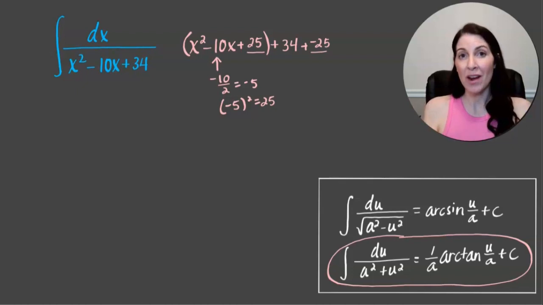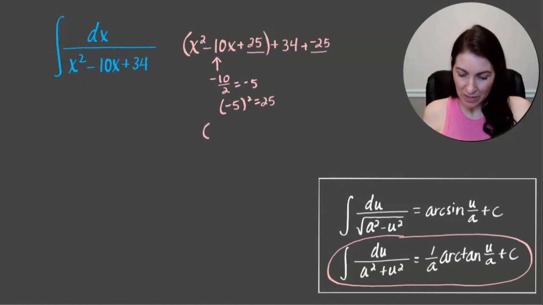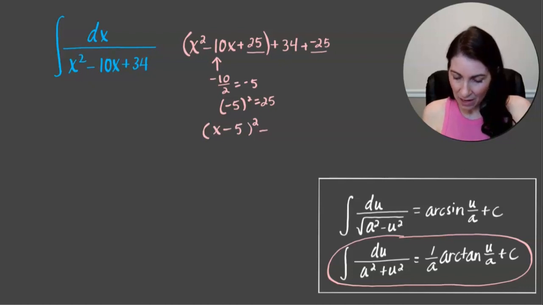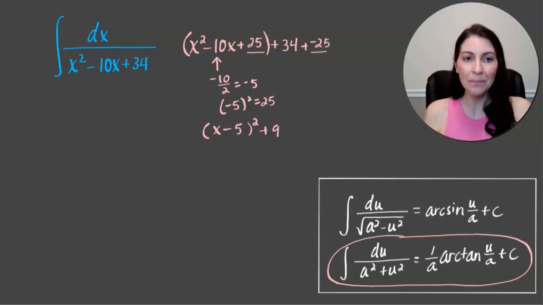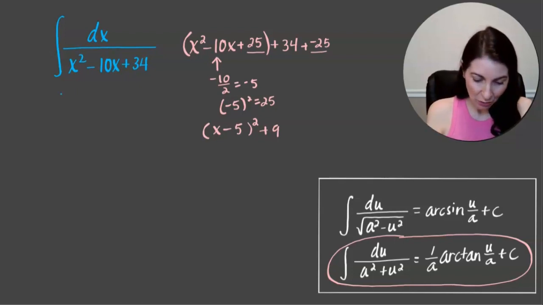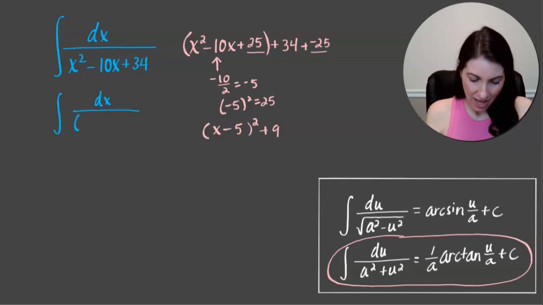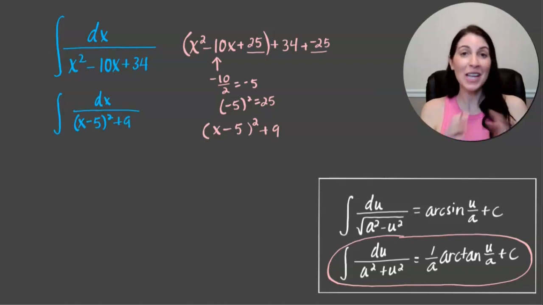By completing the square, I've turned that trinomial into something called a perfect square trinomial. And a perfect square trinomial can always be factored as a binomial squared. And the way we factor x squared minus 10x plus 25 is x minus 5 squared. And then I would have 34 and negative 25, which would give us plus 9. So this allows us to rewrite this integral as dx all divided by x minus 5 squared plus 9. And I haven't changed the problem at all.